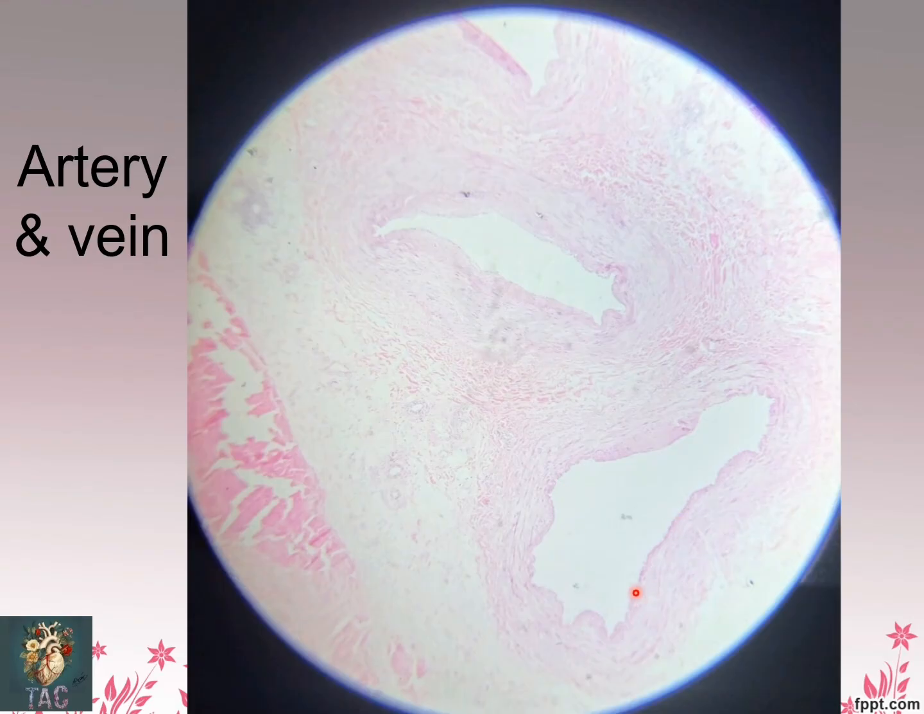This is the slide basically taken at lower magnification, in which you can see a smaller amount of the tunica intima, media and adventitia, and in this you can see tunica intima, media and adventitia. So here you can see the media is thicker as compared to the media of this one.